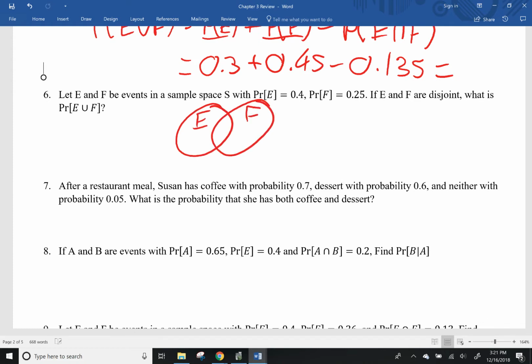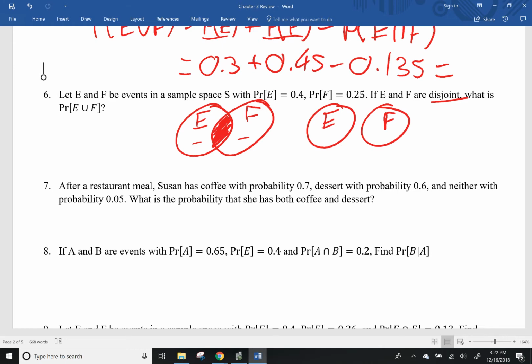When it says it's disjoint, it means that there's no value in the middle here. There's no overlap region. So whatever E is and whatever F is, you add them together to get the union. Another visual representation is simply this. If there is no overlap region, then why even draw one in? All of E with all of F will be the union.